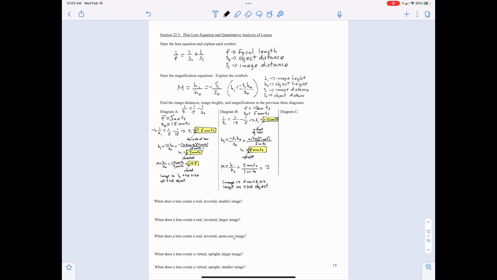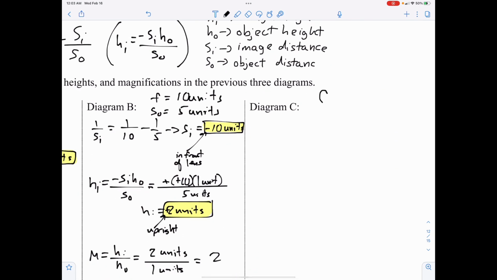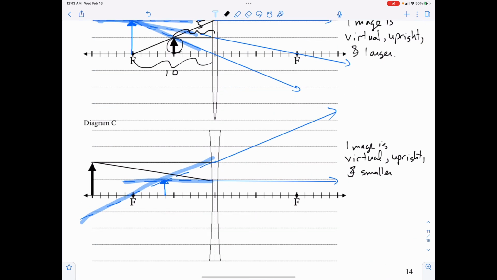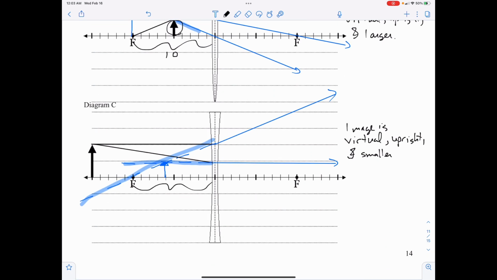Okay, now diagram C, we need the focal length and we need the object distance. Well, the focal length is still 10 units. Actually, the focal length is going to be negative 10 because it's back rays that pass through the focal length, not forward rays, not refracting rays. So for a diverging lens, just like a convex mirror, the focal length is going to be negative. The object is placed 15 units in front, and it appears to be about 2 units high.